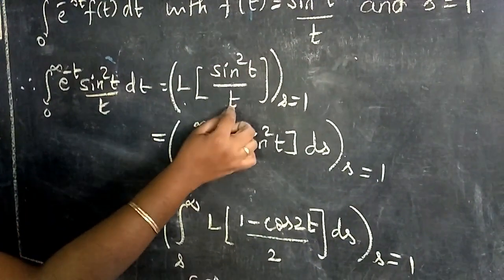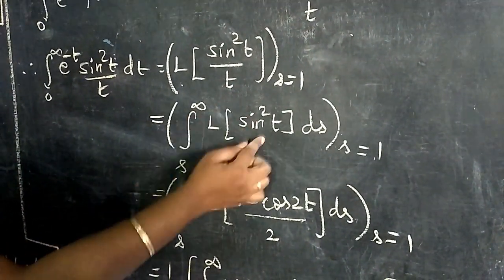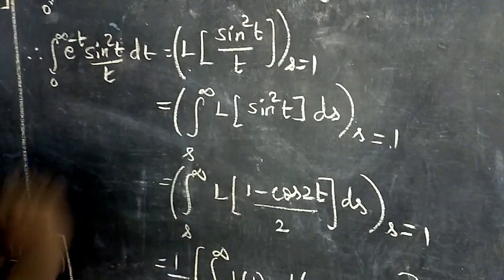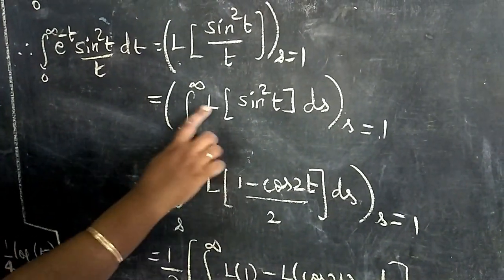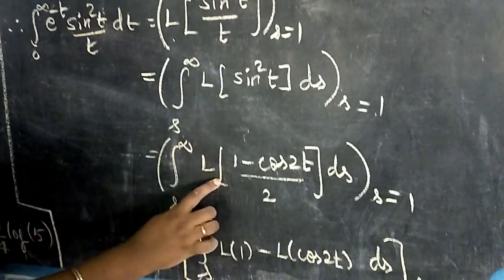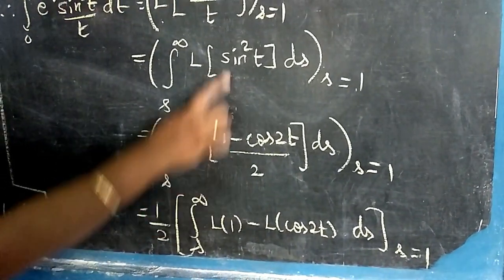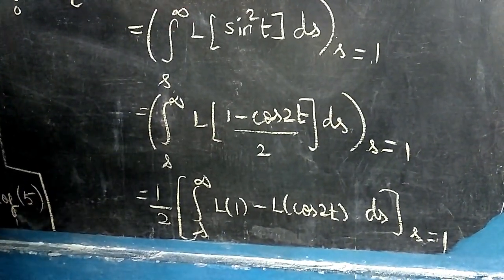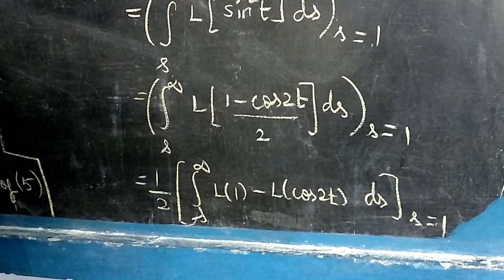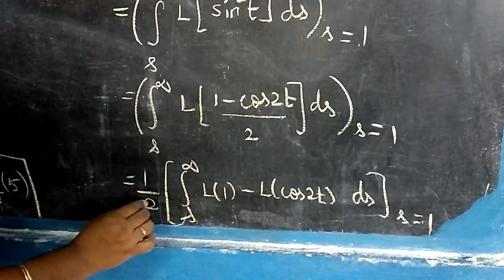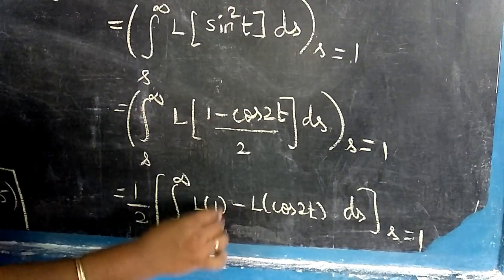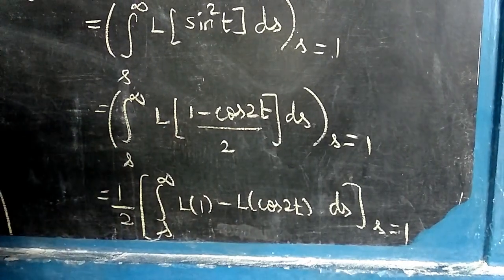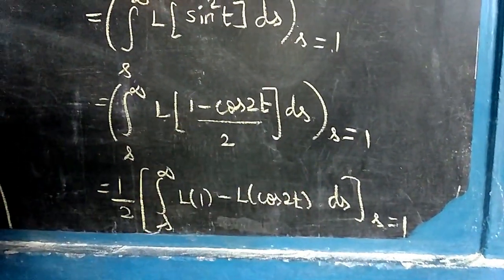Since this function is divided by t, we use the integral transform, where we integrate the Laplace transform of sin square t between the limits s to infinity with respect to s. And the Laplace transform of sin square t is evaluated by giving a trigonometric substitution for sin square t as 1 minus cos 2t by 2. Taking this 1 by 2 common outside and applying the linearity property of Laplace transforms, we get 1 by 2 integral s to infinity of Laplace transformation of 1 minus Laplace transformation of cos 2t, which has to be integrated with respect to s. And finally we substitute s equal to 1.